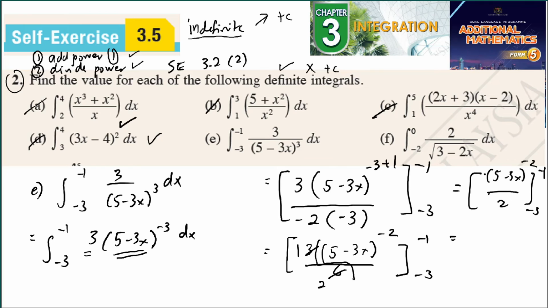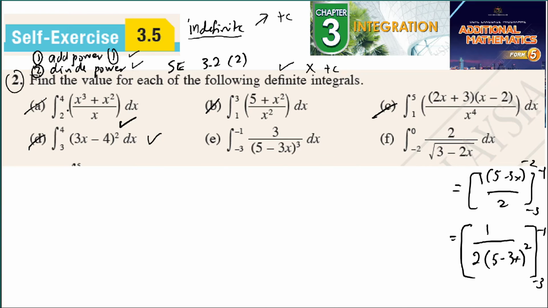So up here, we see here we only have the bracket. So bracket is actually multiplied with 1. So 1 will stay. And this one, everything will go down, which is 5 minus 3x square. Negative 2 will become square. So this one is negative 3 to negative 1. So here 1 over 2, 5 minus 3x square, negative 3 to negative 1. So now we can substitute.